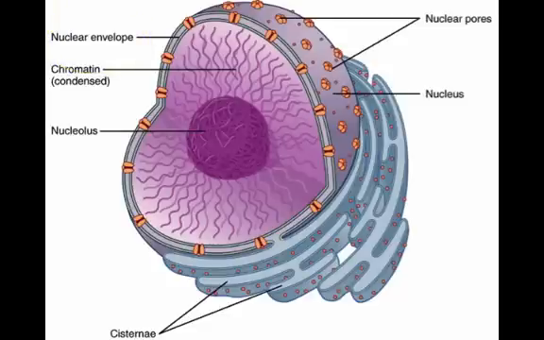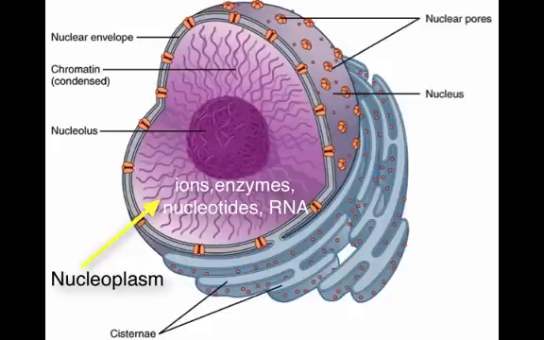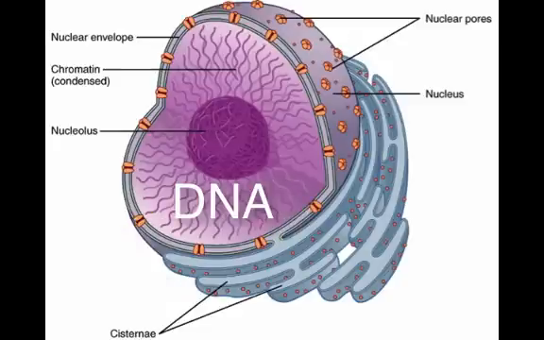Between the two membranes is a space called the perinuclear space. Several openings in the nuclear membranes, called the nuclear pores, act as passageways for specific molecules, such as proteins, to pass through. The fluid within the nucleus is called the nucleoplasm, which contains ions, enzymes, nucleotides, and some RNA. The nucleus also contains DNA, which is the molecule that carries the information needed for the cell to survive.